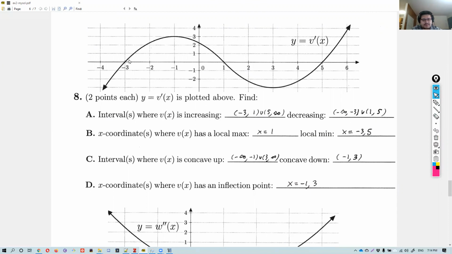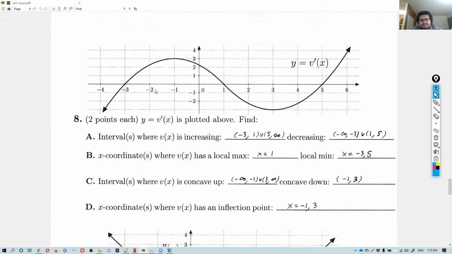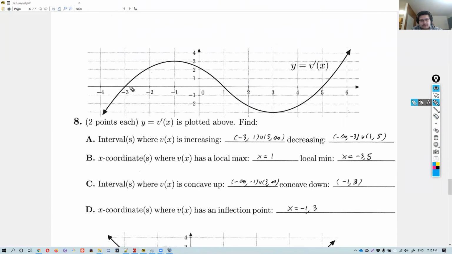Positive is going to be this part and this part, since the function is positive along these intervals. So -3 to 1 and from 5 to infinity. Decreasing is going to be the complement of that. So -infinity to -3 and from 1 to 5, which is written there.